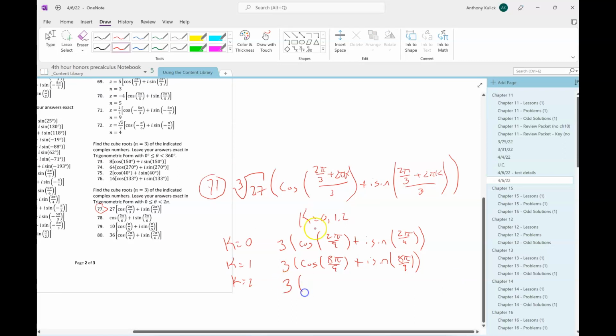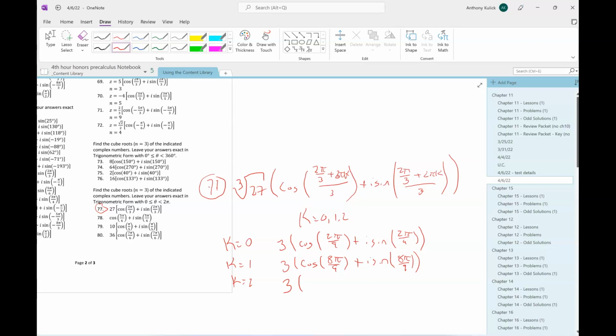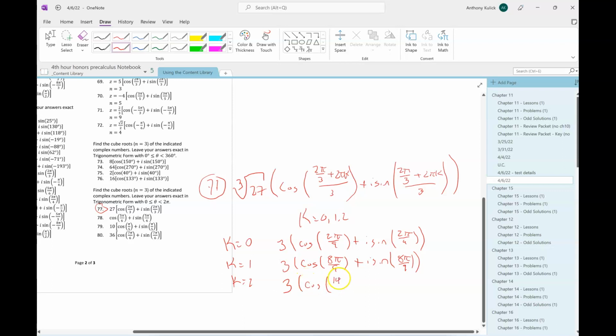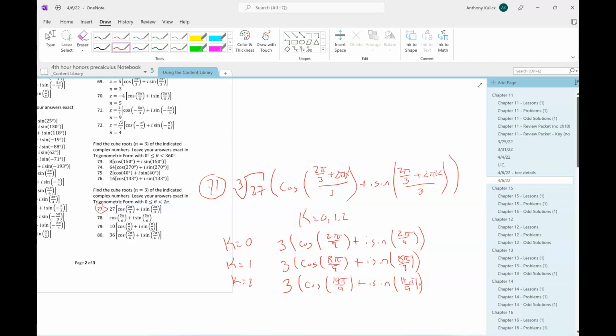And then when I add 4 pi when k is equal to 2, right? 2 times 2 pi is 4 pi. So when I make a common denominator, that becomes 14 pi over 3. So divide by 3, I get 14 pi over 9. I think that'll do her. Does that feel okay?